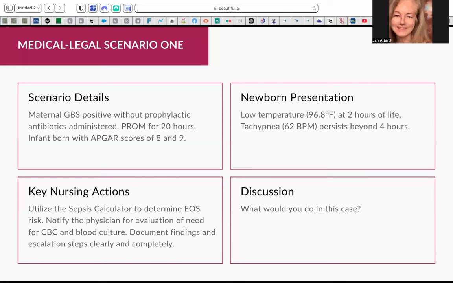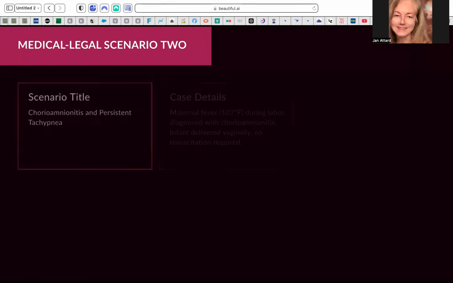So scenario 1: maternal GBS positive without prophylactic antibiotics. Prolonged rupture, 20 hours. Infant born, APGARs 8 and 9. Infant presents with low temp and tachypnea that persists beyond 4 hours. What do we do? Well, we use the sepsis calculator. We determine risk. We notify the physician. We evaluate with a CBC and blood culture. We document our findings and we escalate with clear and complete steps. Okay, so that's what we would do. Question your own actions, please.